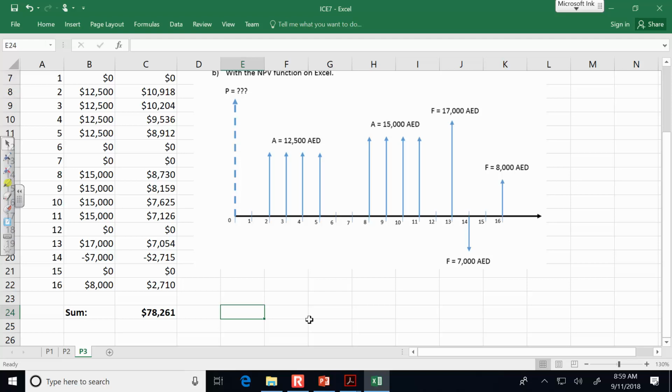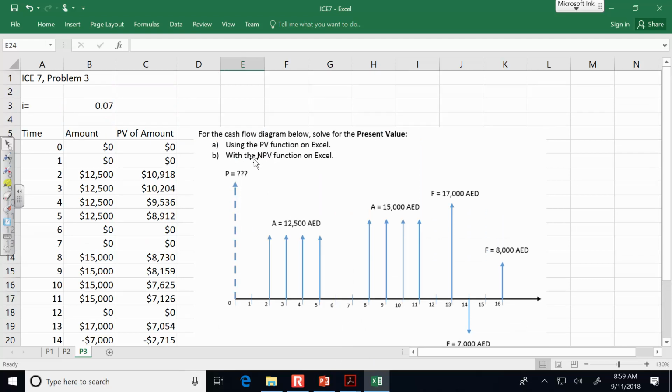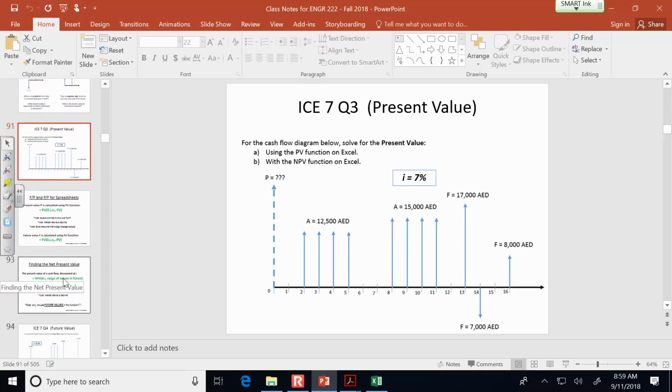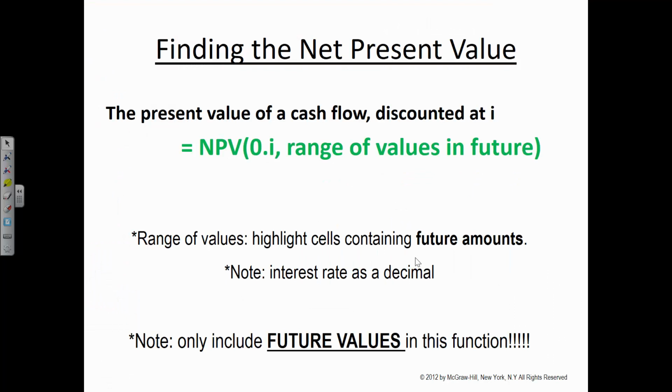All right. Well, with Excel, there's usually a faster way to do something. And on this problem, the faster way to do something is a function that's called NPV, net present value. And here's a warning about net present value. Here's the formula. You're going to use some interest rate and a range of values in the future. So I've underlined it, bolded, and I've put a lot of exclamation points here just to emphasize that inside this function, the range of values should only include future amounts. It shouldn't include any amount that's already in year 0.